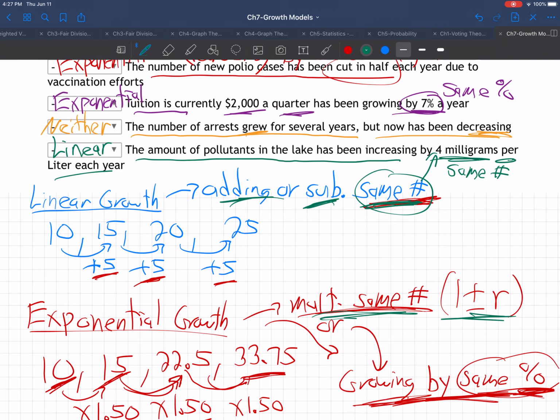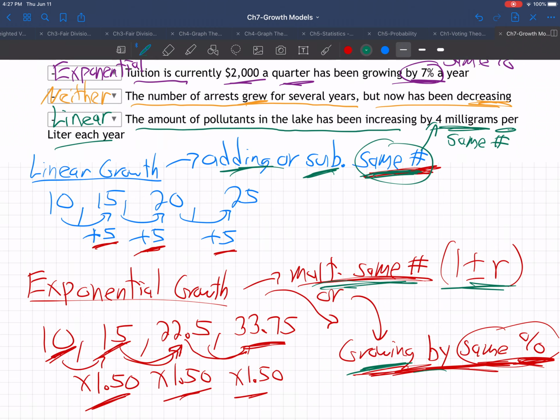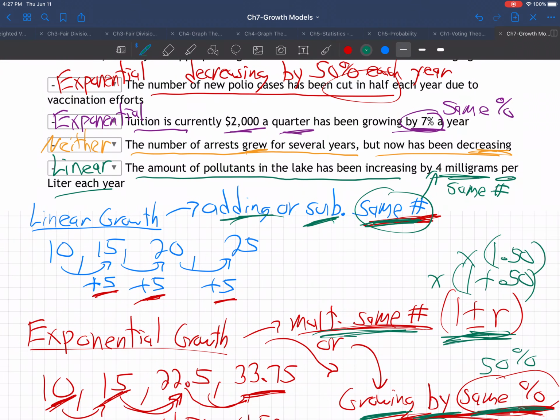Multiplying by the same number every time, which is the same thing as growing or shrinking, decaying, by the same percentage. Those are two ways to say the same thing. If you multiply by 1 plus 0.50, meaning 1.50, that's growing 50%. And that's what we did in this example. We multiplied by 1.50, which grows by 50%. It's growing by the same percentage every year, or shrinking. If you cut in half every year, then you're going down by 50% every year. So that's exponential.